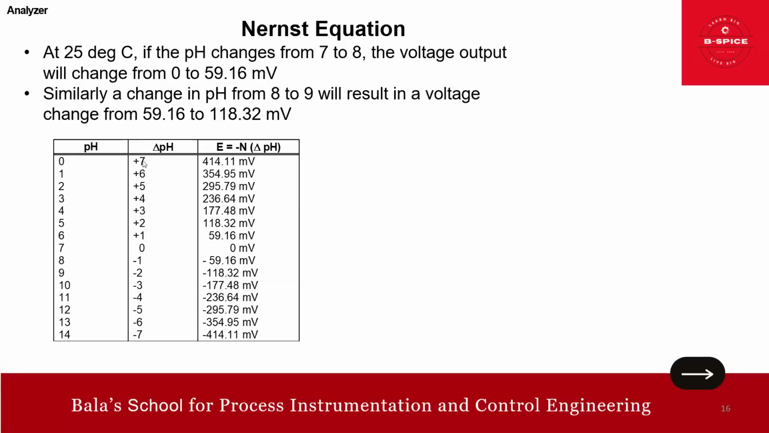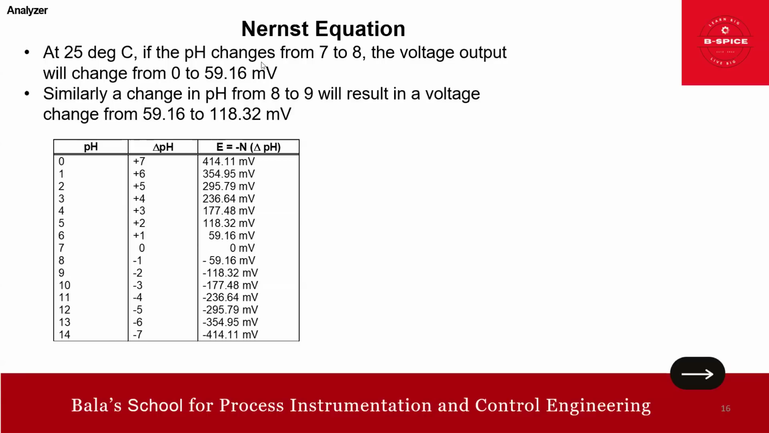This means pH 7. Then 1 means plus 6, 2 plus 5, 3 plus 4, 4 plus 3, 5 plus 2, 6 plus 1, 7 neutral, that is 0. Then 8 minus 1, 9 minus 2, 10 minus 3, 11 minus 4, 12 minus 5, 13 minus 6, then 14 minus 7. This is how it works. So accordingly, we have this voltage.